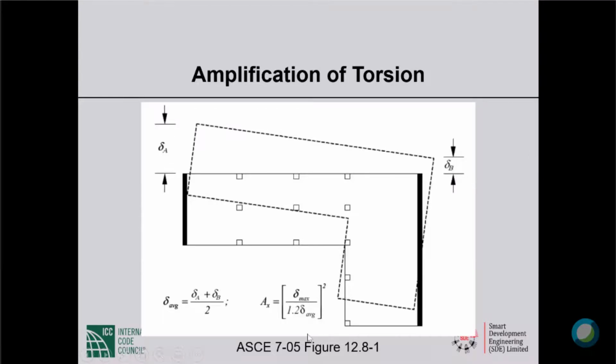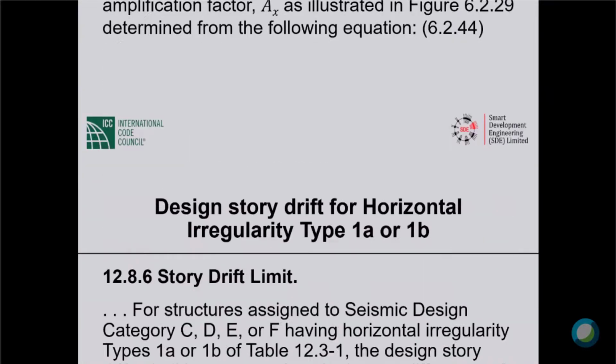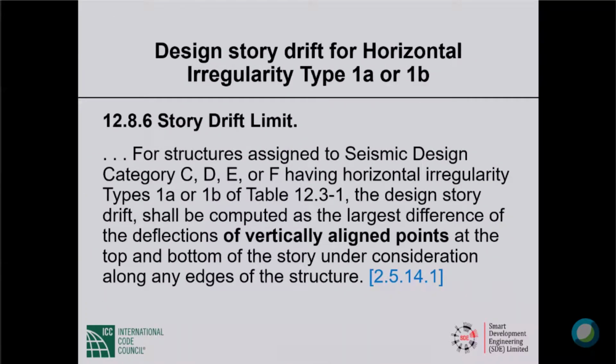This is maximum, this is minimum. Average is delta sub A plus delta sub B divided by 2. The accidental torsion amplification factor A sub x is the maximum deflection divided by 120% of the average deflection, the ratio squared, and it is up to 3. Where torsional irregularity exists for seismic design category C or D, the irregularity effect shall be accounted for by increasing the accidental torsion at each level by a torsional amplification factor A sub x as illustrated. So that's amplification of accidental torsion, required when you have type 1A or 1B horizontal irregularity.